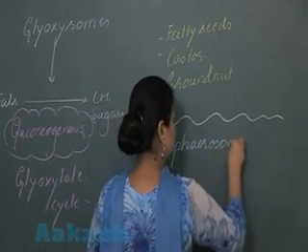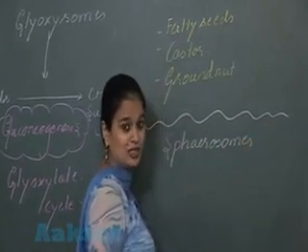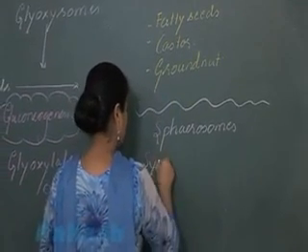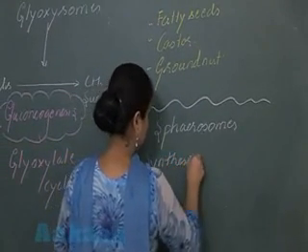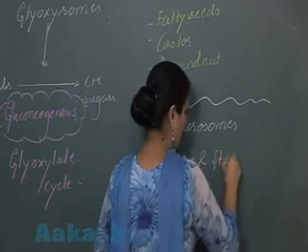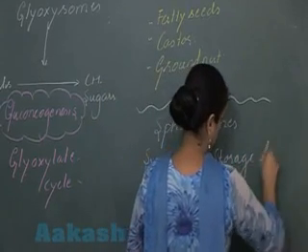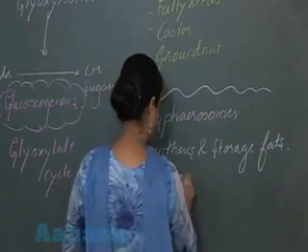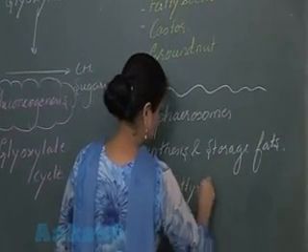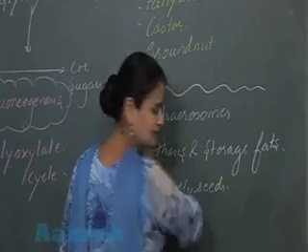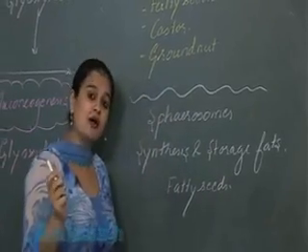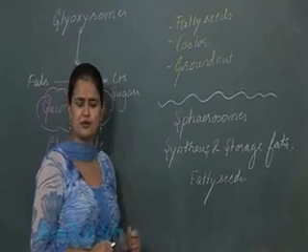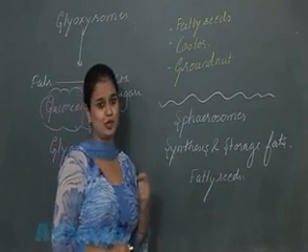Now the spherosomes, they are involved in the storage and the synthesis of fats. Yes? So these microbodies are involved in synthesis and storage of fats. So it means these microbodies are also associated with the fatty seeds. Right? So this is all about the three types of the microbodies, that is peroxisome, glyoxysome and spherosome.